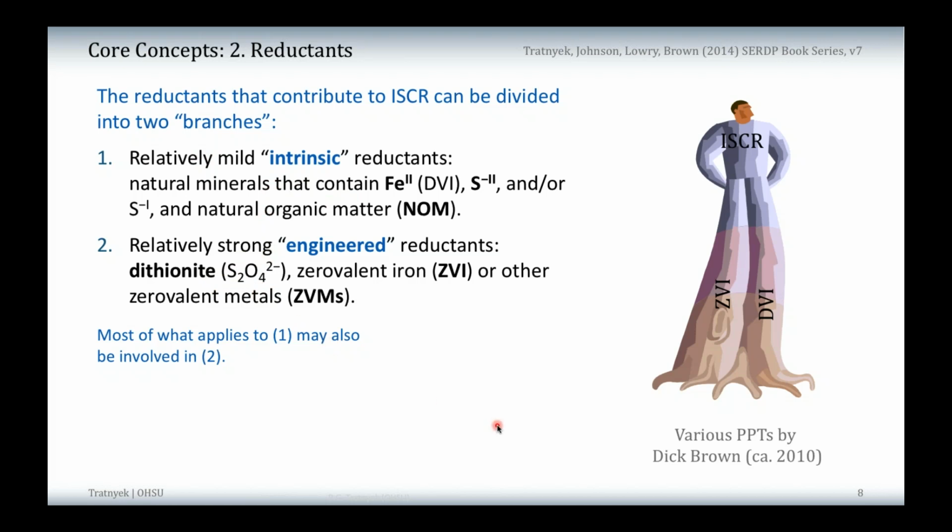I had a bunch of space on this slide to fill up, and so I wanted a graphic. This notion of branches, I really got from Dick Brown and some of his early talks around 2010 on ISCR. So I went looking for the image that I remember from his PowerPoints, I think a tree, which is presumably what the branches referred to. But this is the only thing I found. I'm not really sure what this is supposed to be, but it still illustrates the idea that ZVI and DVI are major branches of ISCR. So DVI is up here and ZVI is down here.